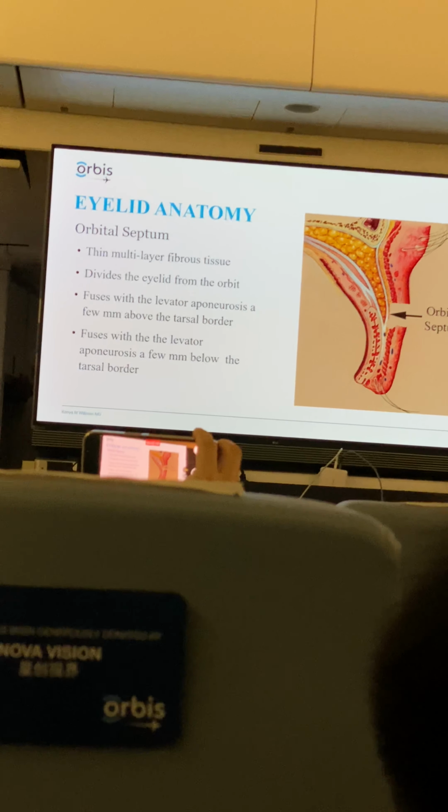We have our two fat pads at the top and three in the lower lid. Lacrimal glands in the upper lid.